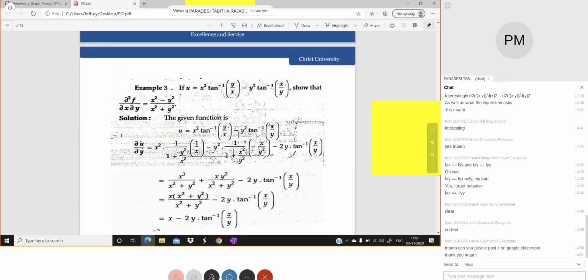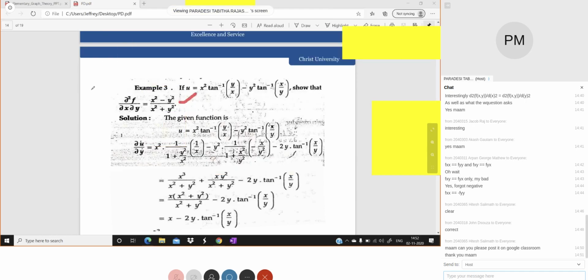So this is a slightly complicated function: x square tan inverse y by x minus y square tan inverse x by y. Functions are simple, the only thing is it's time-taking. Will you check this for yourself? He's not asking you to find both. He's just saying find one and then show that it is this. Okay, he's giving the answer and saying verify that.